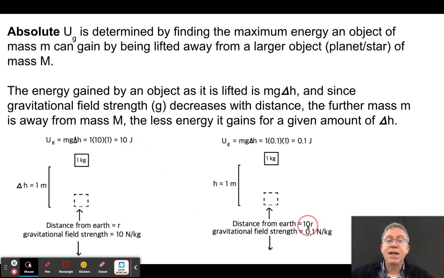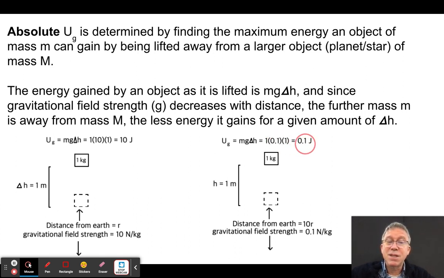But let's take it and move it farther away from the Earth. Now it's 10 radii away from the center of the Earth. So it's 10 times farther than it would be at the surface. Well, gravitational field strength at that height, since it goes down as a square of distance, is now 1/100th of what it was. So now I get 1 times 0.1 times 1. It only has 0.1 joules.